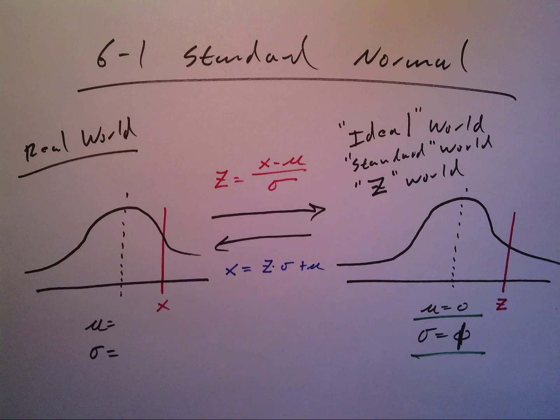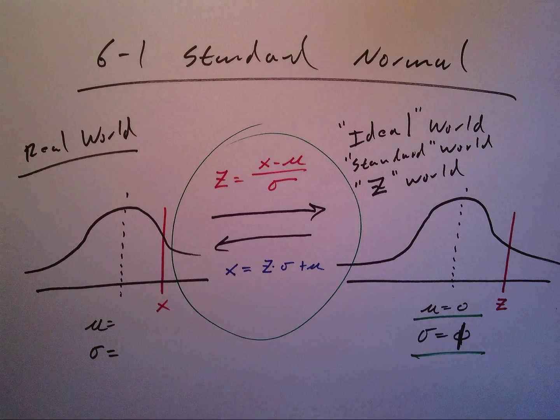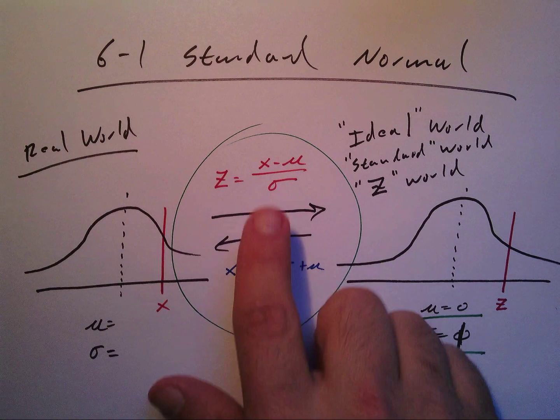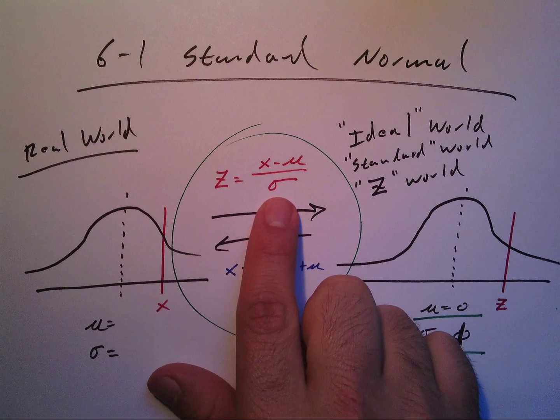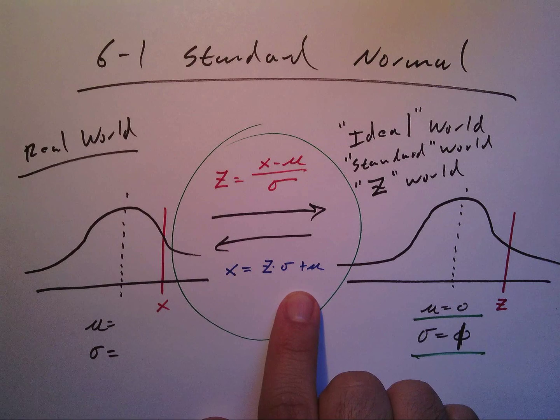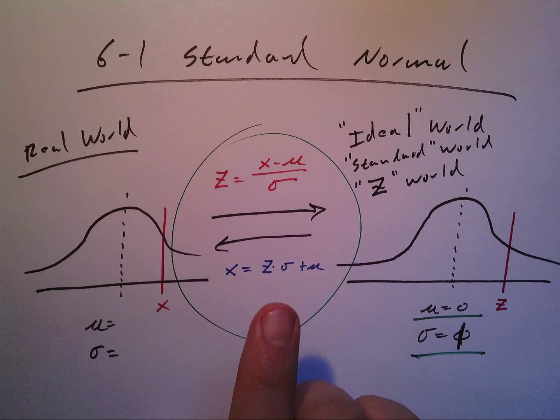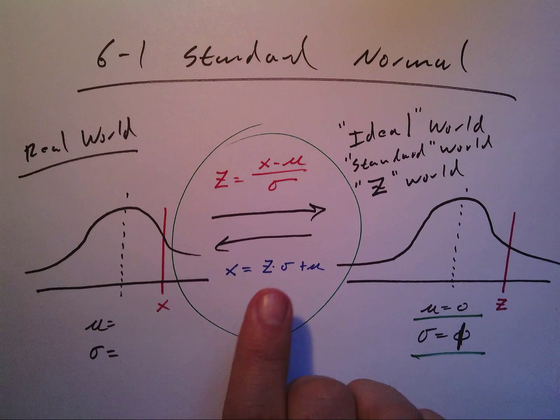Now, if you're clever, and I know you are, and very strong in algebra, then you recognize that these two formulas are the same formula. I just solved it for a different variable. If I solved for x, I'd multiply by sigma on both sides and then add mu. Oh, look, that's what x is equal to. If I solved for z in this other one, I would subtract mu from both sides and divide by sigma.